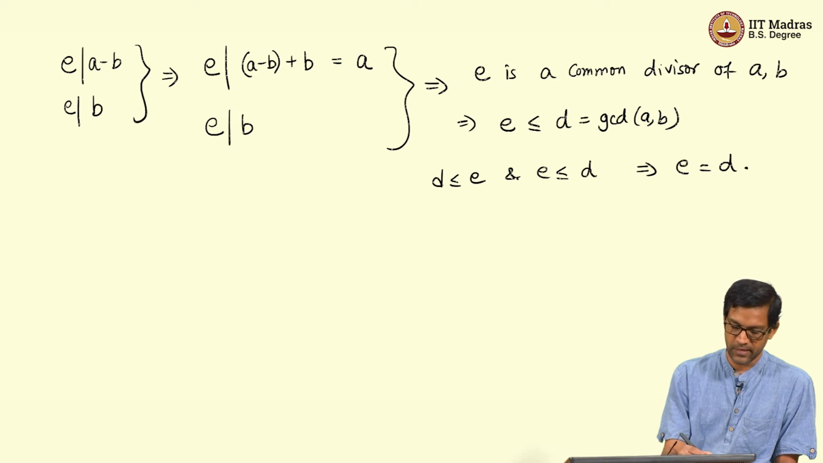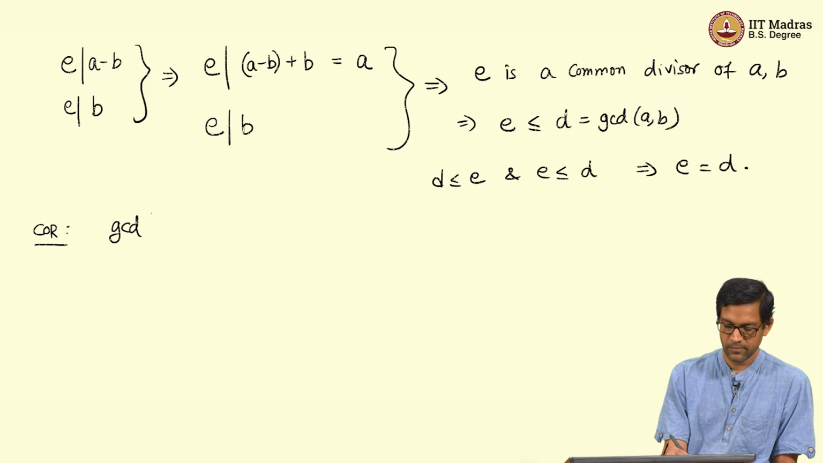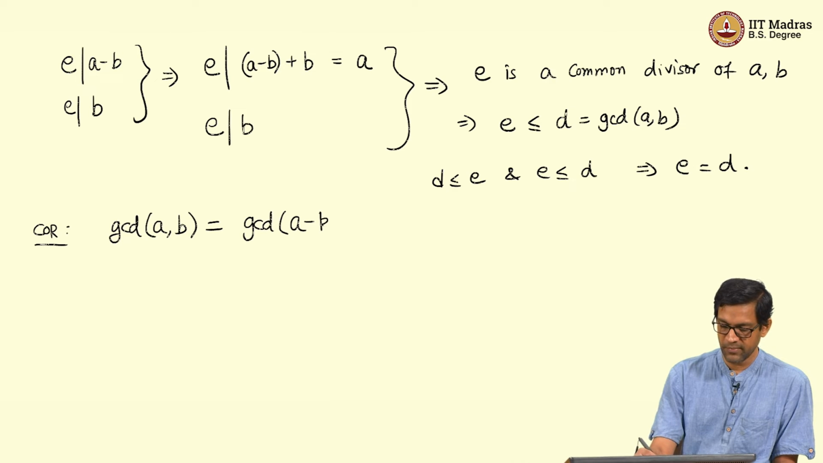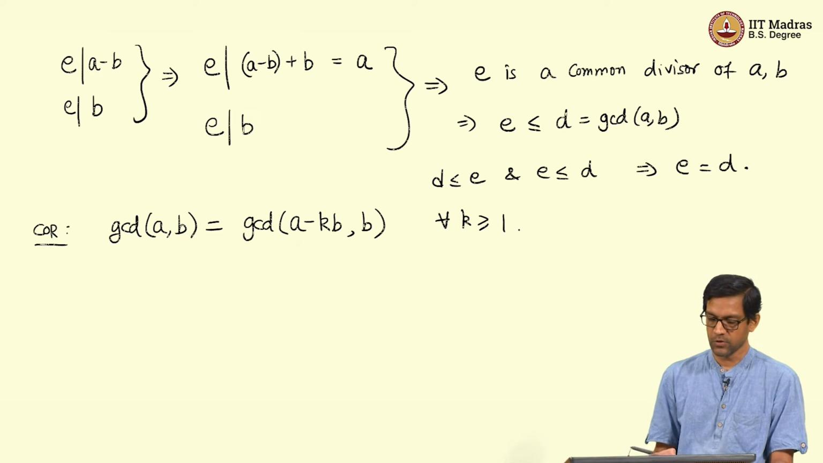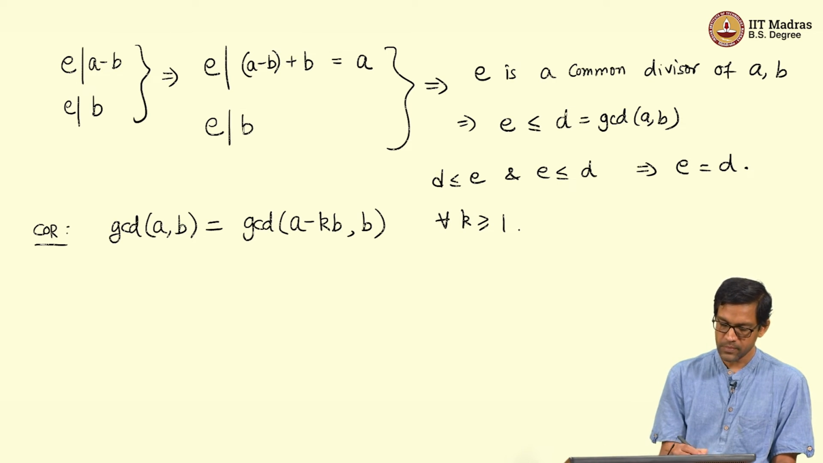So, what do I mean by that? Let us formulate that as a corollary. In fact, I can do this: the GCD is not just of A minus B, but A minus any multiple of B. This is true for all k greater than or equal to 1, for example. So, why is this a corollary of the previous lemma? The proof is you just apply the lemma again and again. So, apply the lemma repeatedly.